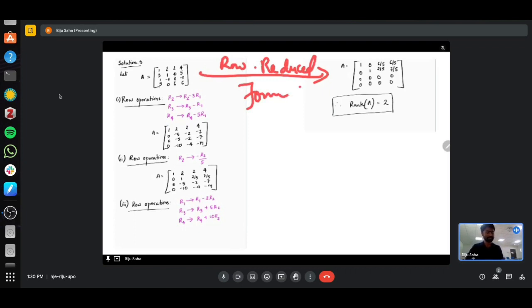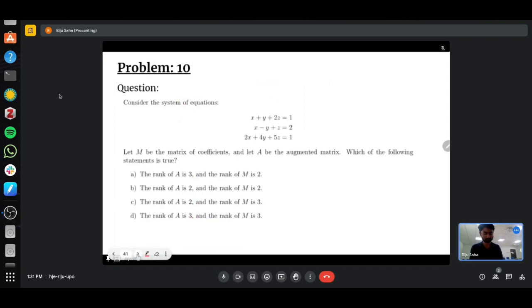So we can say that the rank of A is equal to 2, because there are only 2 rows which contain at least one non-zero element. Row 3 and row 4 contain no non-zero element. Only the first 2 rows contain at least one non-zero element. That is why the rank of this particular matrix is equal to 2. So our job was to reduce a given matrix to a row reduced form, and then count the number of rows which contain at least one non-zero element. That is the motivation behind finding a row reduced form.